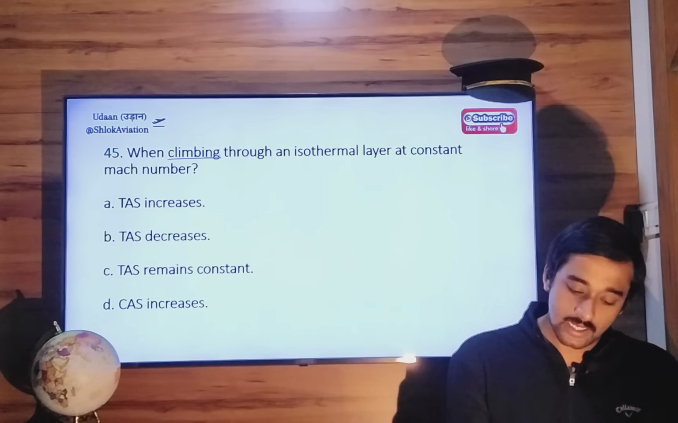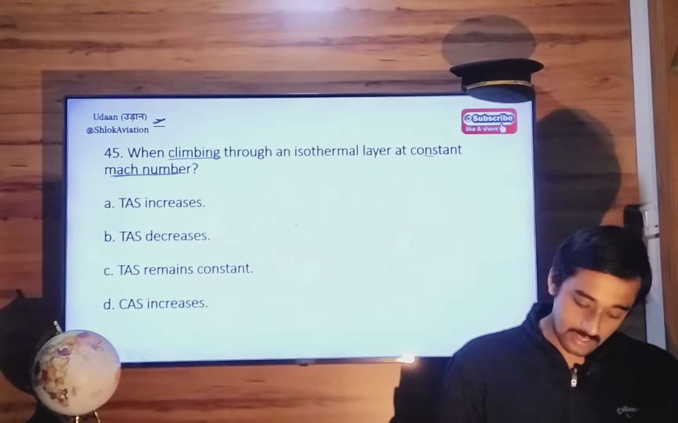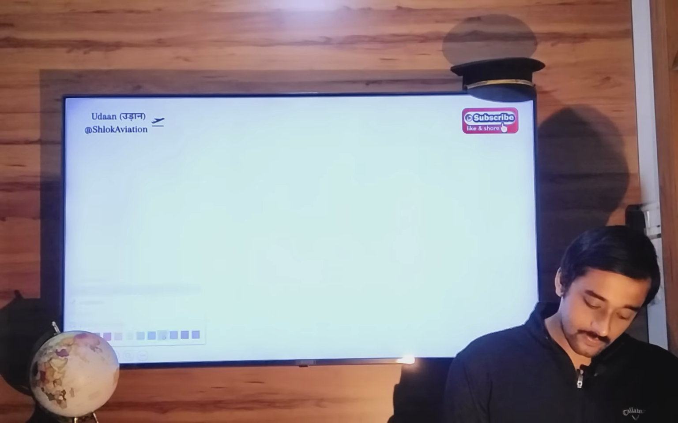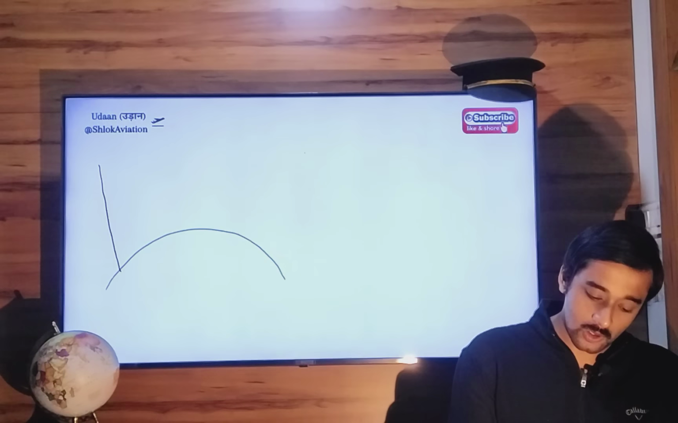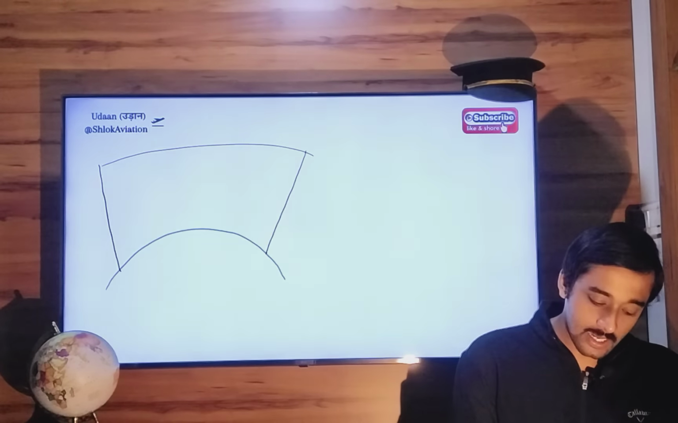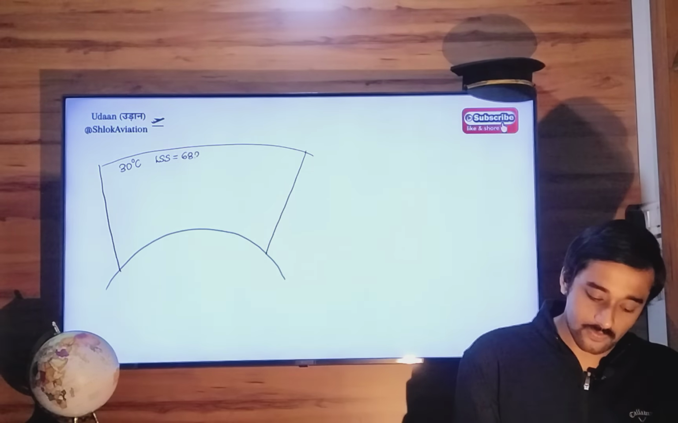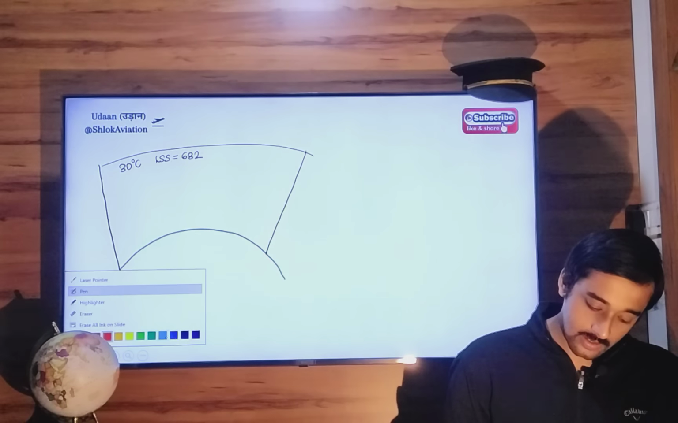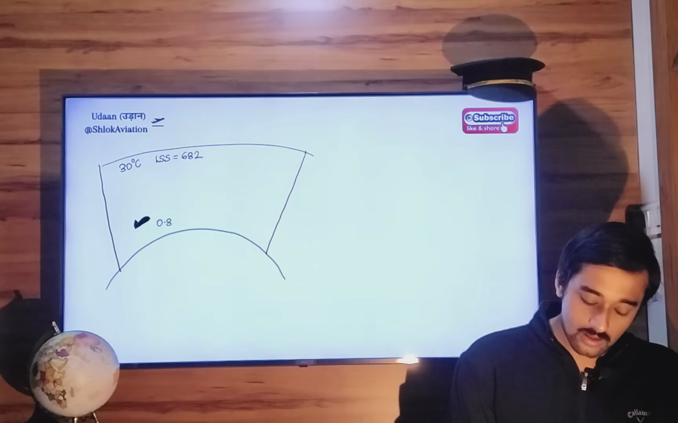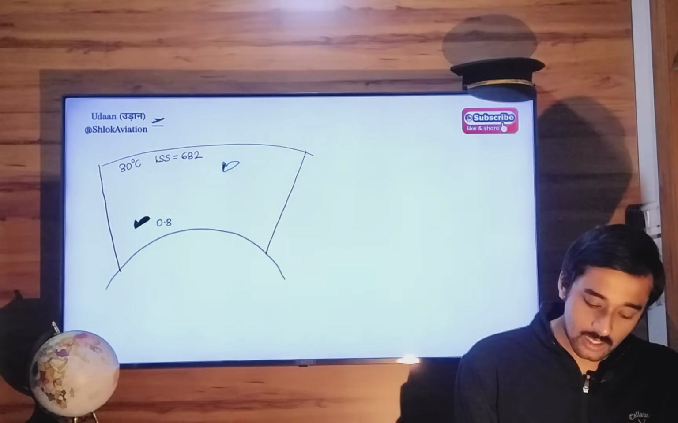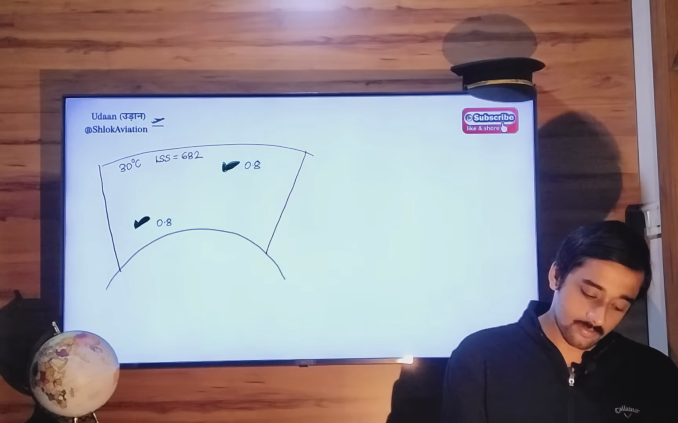Now, when climbing through an isothermal layer at constant Mach number. Let's say this is your isothermal layer close to the earth where the temperature is 30 degrees Celsius, and local speed of sound is 682 knots. You are climbing through it. The Mach number at this position is, let's say, 0.8. The Mach number at a higher altitude position is the same, 0.8. Constant Mach number climb.